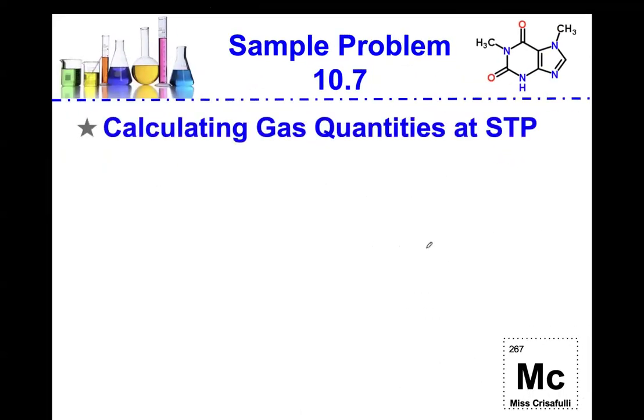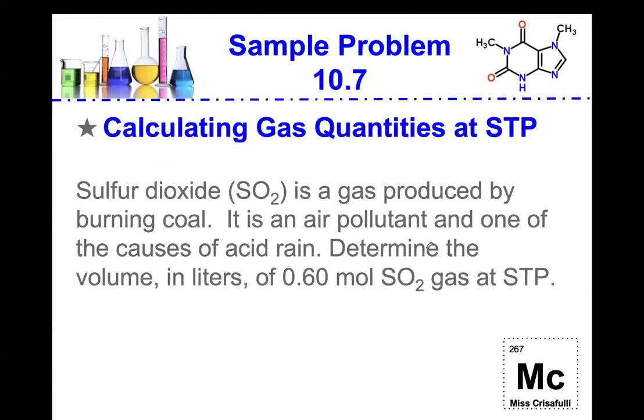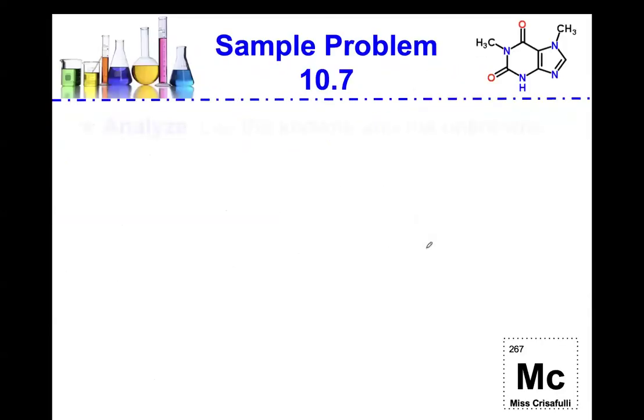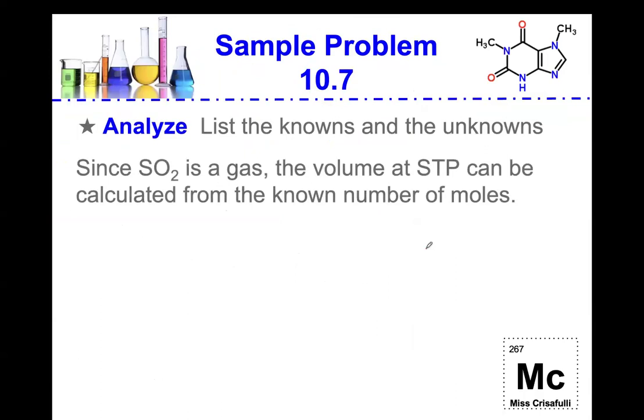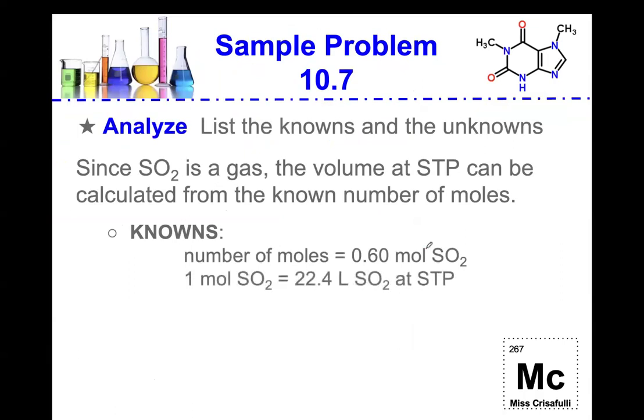So let's do sample problem 10.7. Sulfur dioxide, SO2, is a gas produced by burning coal. It is an air pollutant and one of the causes of acid rain. Determine the volume in liters of 0.6 moles of sulfur dioxide gas at STP. So let's first identify the knowns. Since sulfur dioxide is a gas, the volume at STP can be calculated from the known number of moles. The number of moles they give us is 0.6 moles of sulfur dioxide, and we know that 1 mole of sulfur dioxide is equal to 22.4 liters at STP, and we're trying to find the volume in liters of sulfur dioxide.